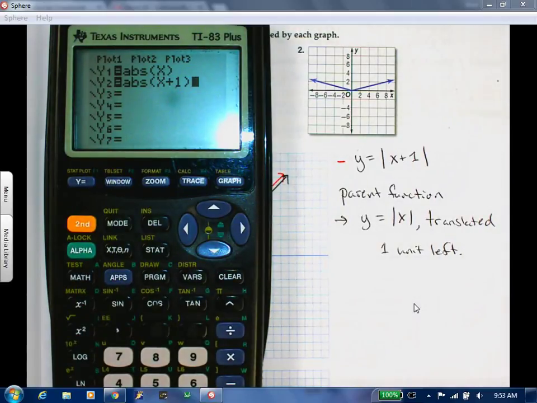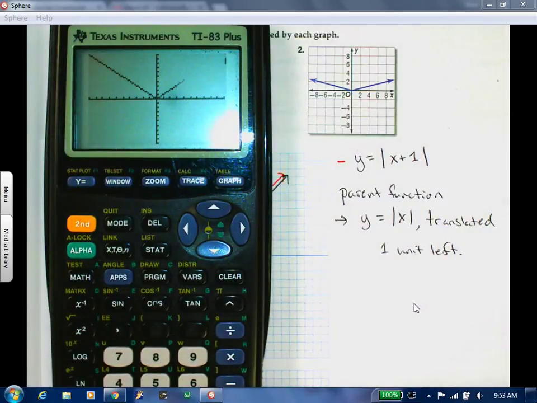What does it change if plot 1, 2, and 3 are on? Plot 1, 2, and 3 are going to be pulling data from the stat menu, and we don't want that showing up right now. Sometimes it may not affect it too much, other times it could. Okay? And push graph.